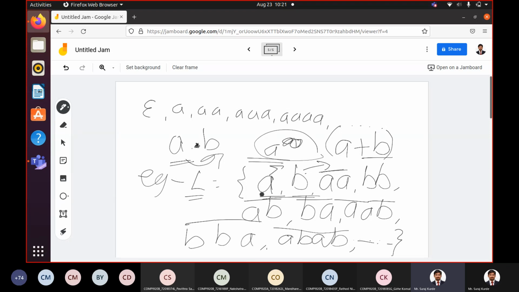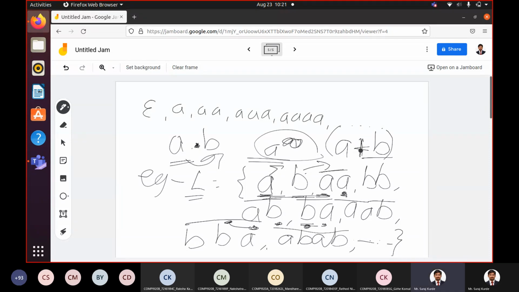But here we have strings which start with A or may start with B. A can be followed by A or it may be followed by B. So A is followed by B. A string starting with B is followed by A, and B is followed by B, and again after that it is followed by A. So any combination of A and B, so it is A plus B.